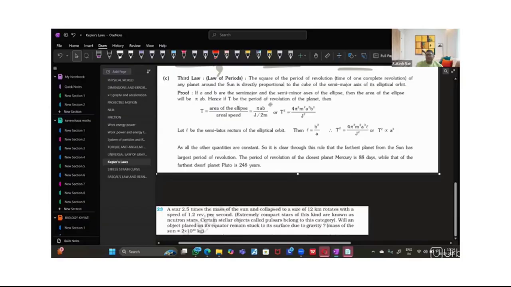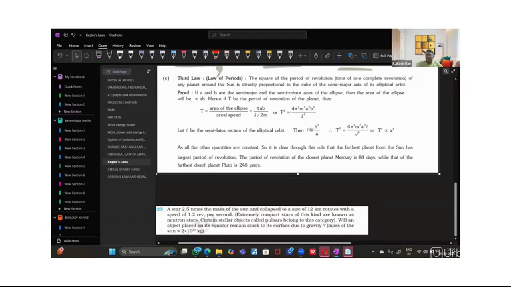Hence, if T is the time period of revolution, we get time period equals area of ellipse upon the areal speed. We are substituting the area as the numerator and the areal speed as the denominator, and hence calculating T squared equals 4 pi squared m squared a squared b squared upon J squared. That's it. And let L be the semi-latus rectum of this.